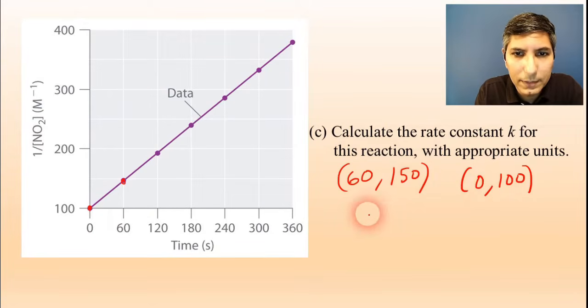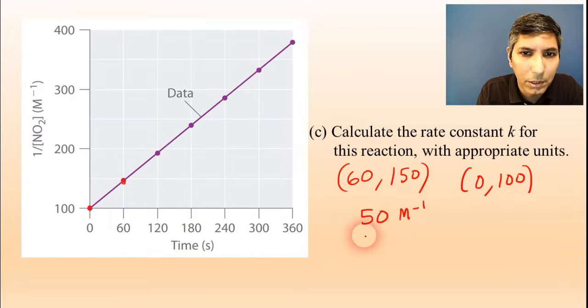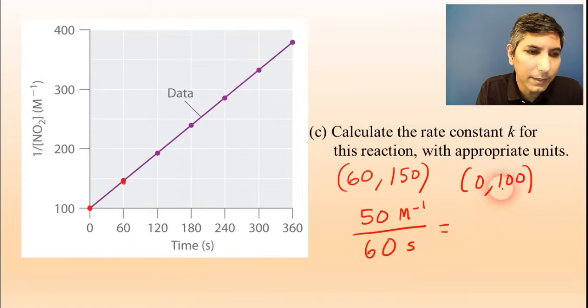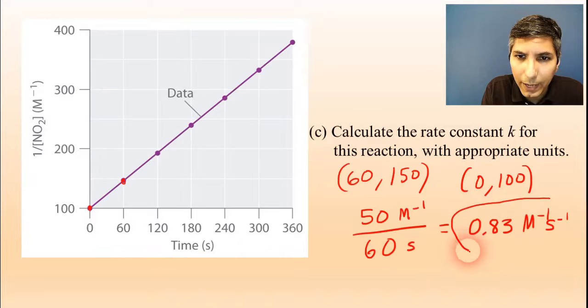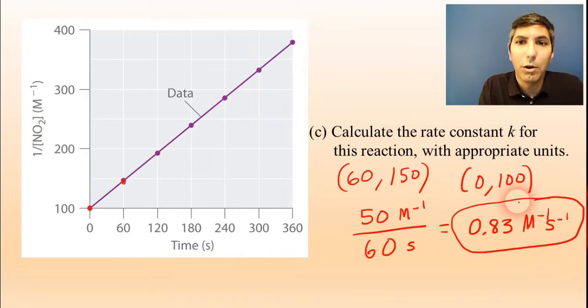So all I have to do is take rise over run. So the y's, that's 50, and my units are molarity to the minus 1, over the change in x, which is 60 minus 0, that's 60, and my units on the x-axis are seconds. And so when I divide this out, 50 divided by 60, I believe, is about 0.83, and that's molarity to the minus 1. If I bring the seconds to the numerator, it becomes seconds to the minus 1 as well. So there I have the rate constant, just the slope. Don't forget to put the units in there as well.